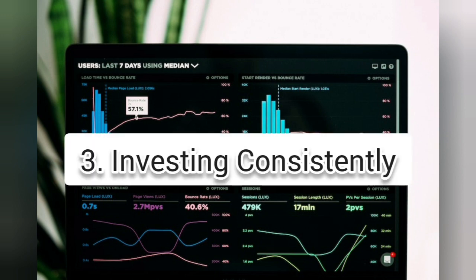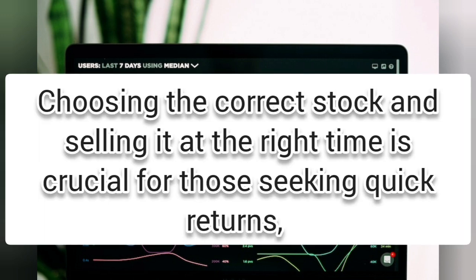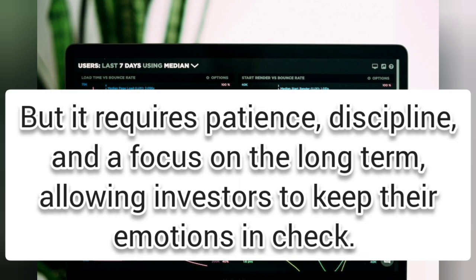Next is investing consistently. Choosing the correct stock and selling it at the right time is again crucial for those seeking quick returns. But it requires patience, discipline, and a focus on the long term, allowing investors to keep their emotions in check.